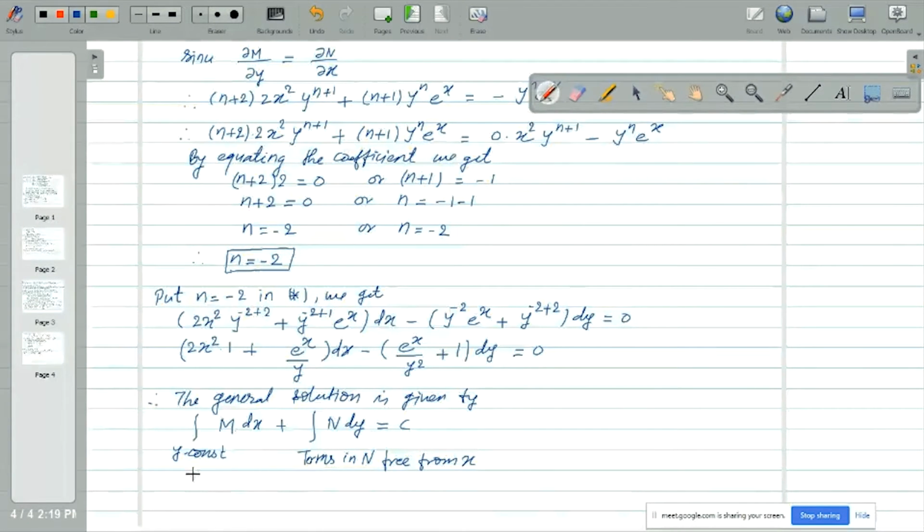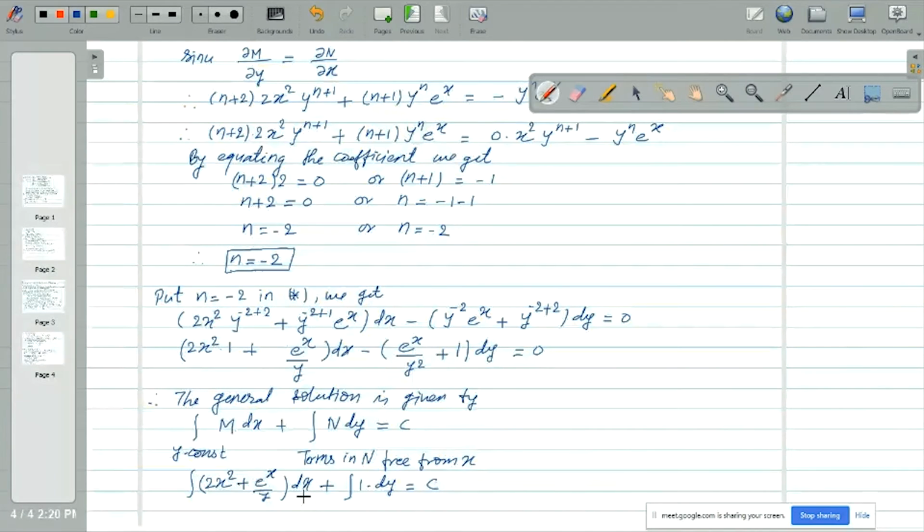Okay, so integrate this M. What is the M here? M is 2x square plus e raised to x by y, dx, plus the integration of terms in N free from x. Which term will have no x? Only the first term, so only this part comes. Terms in N free from x, that is only 1, dy, equal to c.